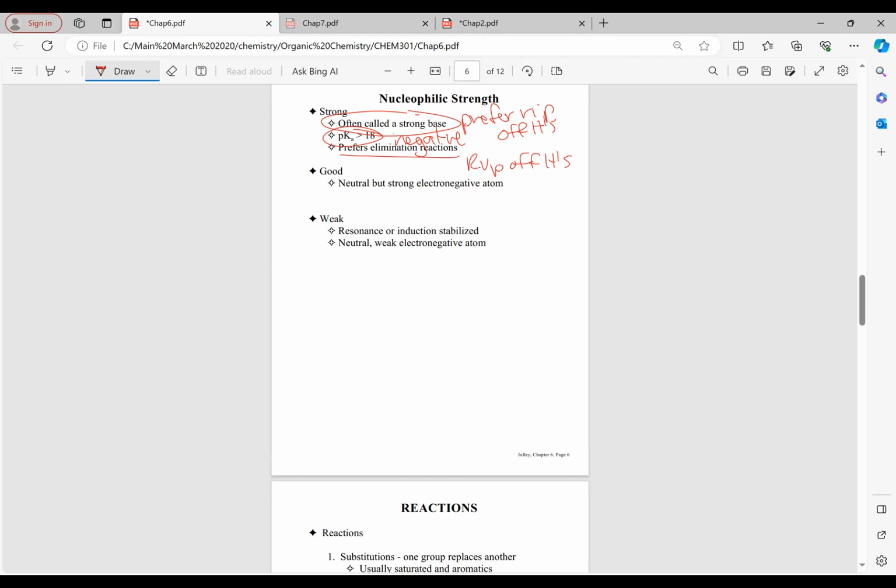Good nucleophiles are neutral but with a strong electronegative atom, or negative with a pKa less than 18. What do they like to do? They tend to attack carbons. And last, what are weak ones? They have some kind of stabilization, so resonance or induction, or they're just really, really weak. They could attack the carbon with a leaving group, but they could also just float around.